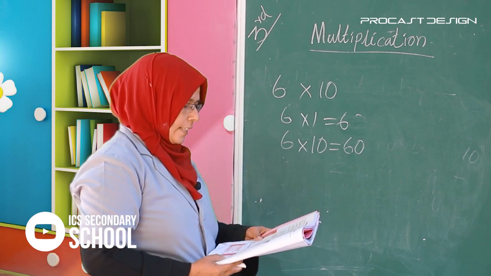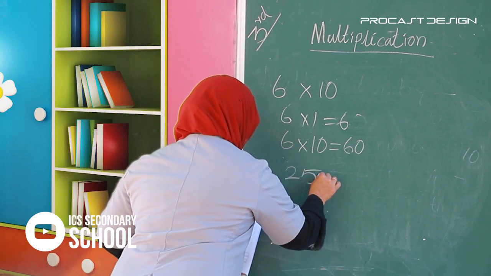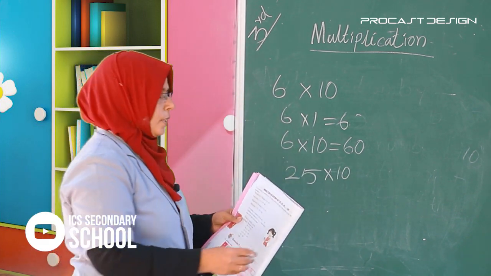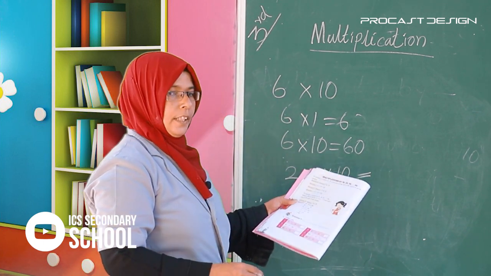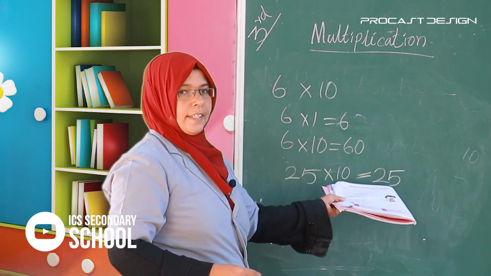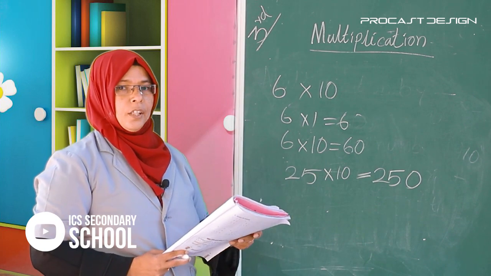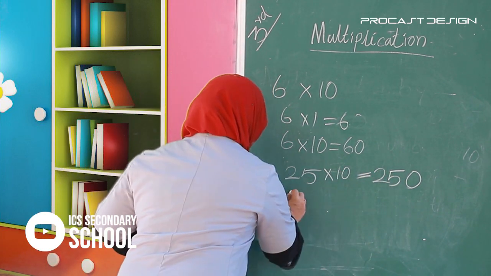Okay. Next, 25 into 10. Listen. 25 into 1 equal 25. Write a 0 on the right side of 25. Okay. 250.